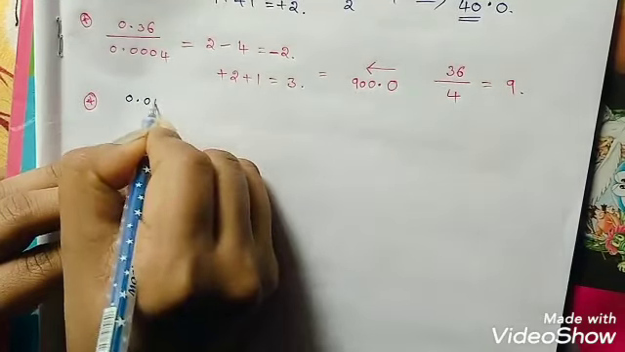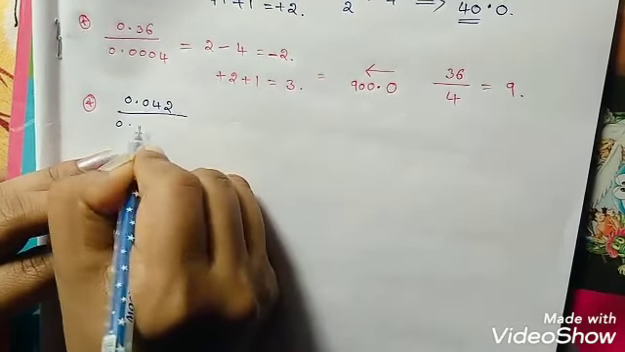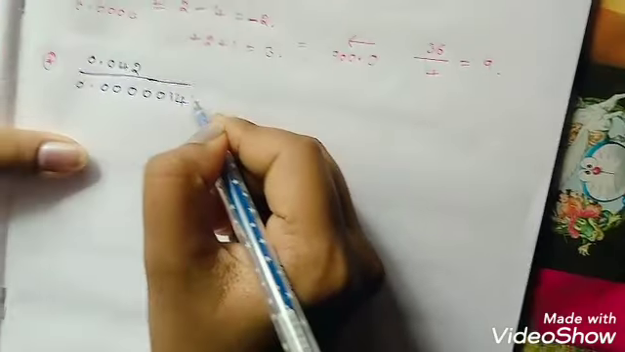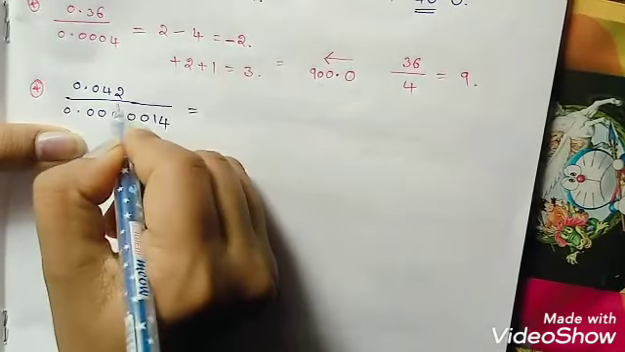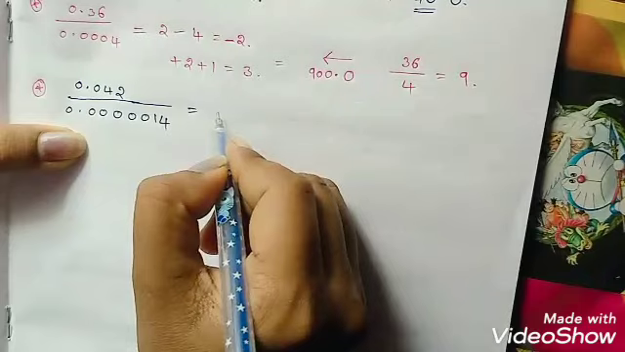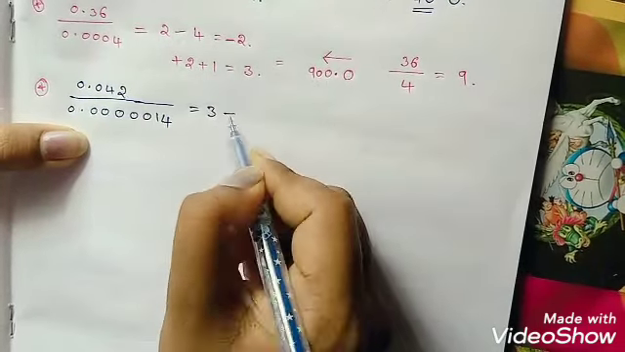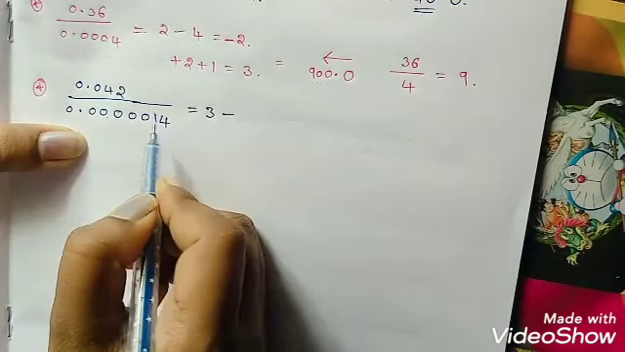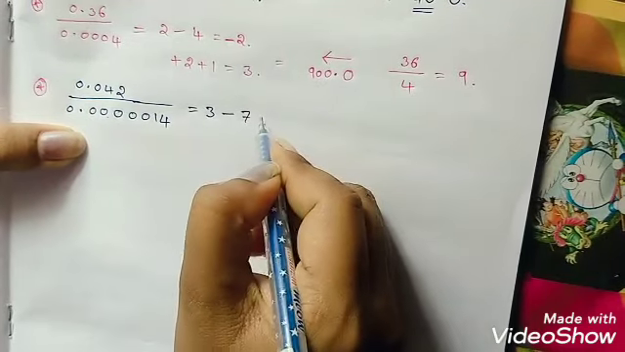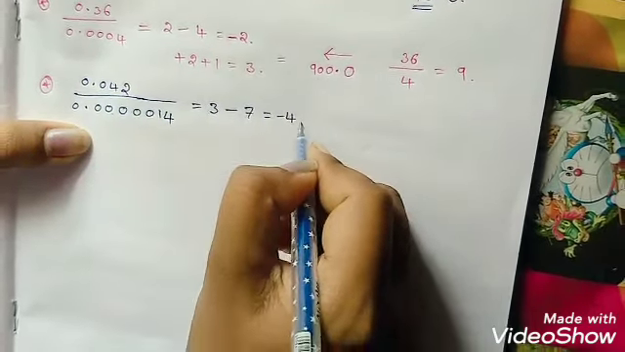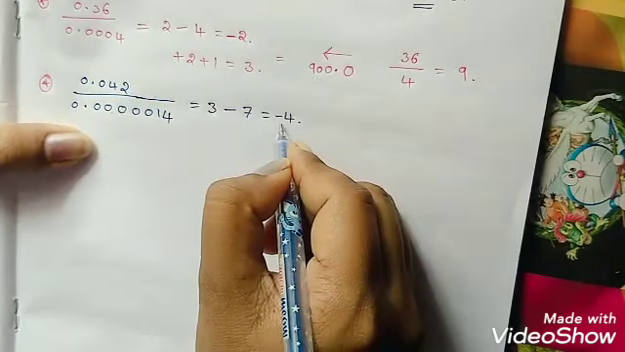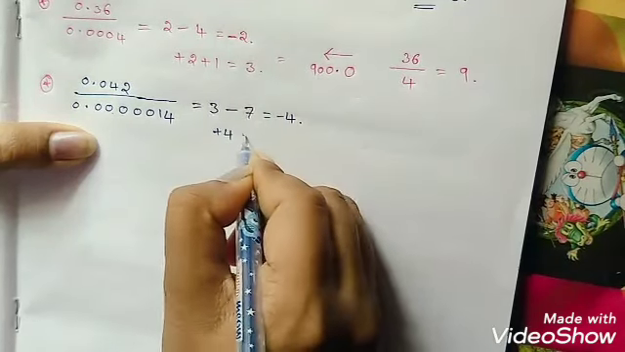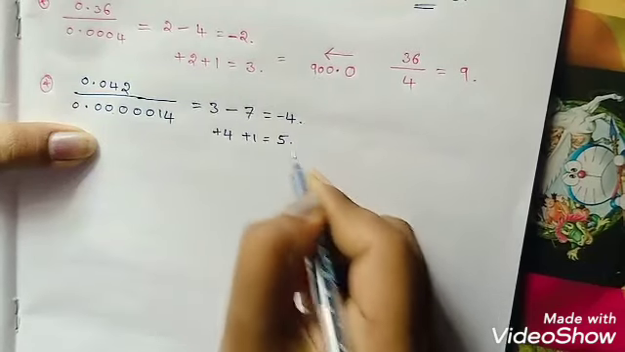See students, 0.042 by 0.000014. This is the question you are having here, and for this also it is the same. In the numerator you can count the numbers, 1 2 3. 3 minus, see in the denominator, after the decimal 1 2 3 4 5 6 7 digit number is there. So 3 minus 7 you are taking here, that means minus 4. So if you simply change the symbol, plus 4 plus 1, the answer is plus 5.